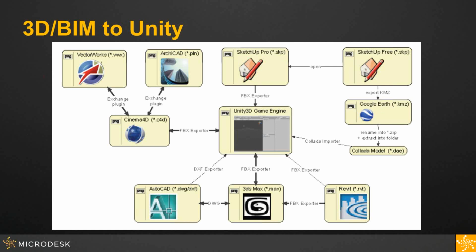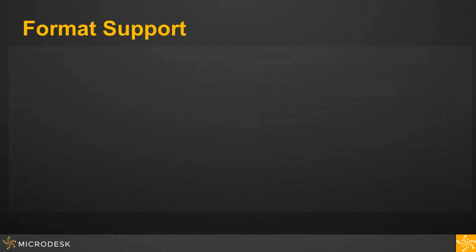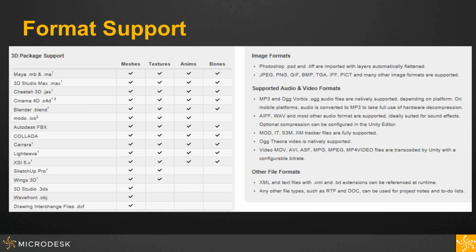If we look at the different formats that Unity can work with, you can see that there are a lot of different packages, and each one may be used for different things. So if you're using a DXF file, it's really just going to be for the mesh, meaning the physical geometry, but it won't take anything with textures.